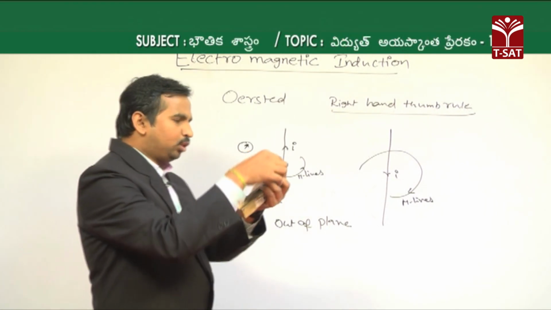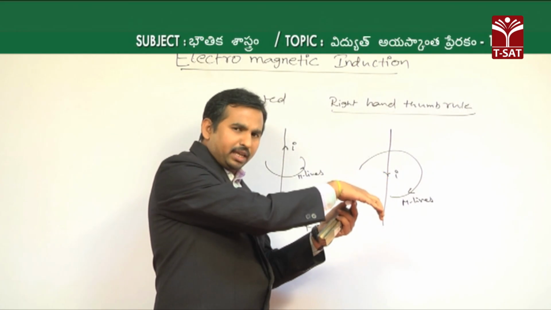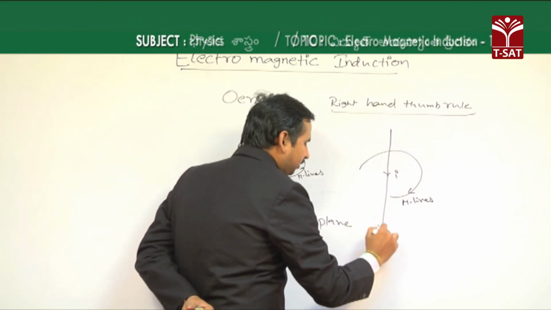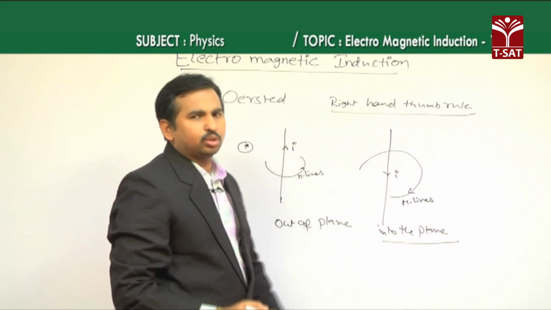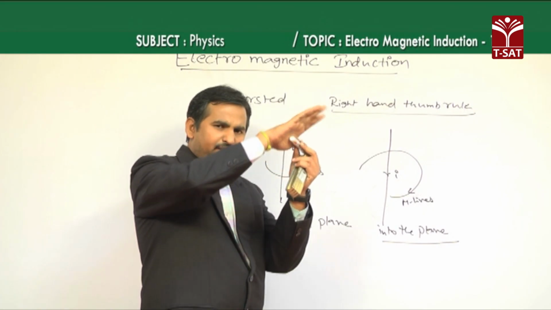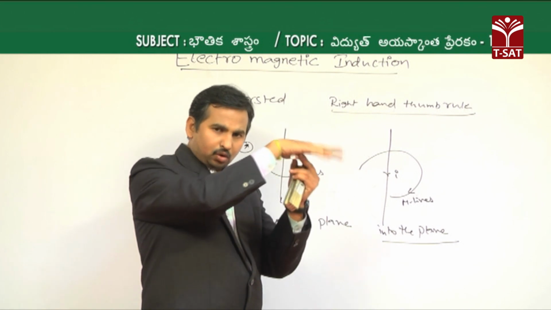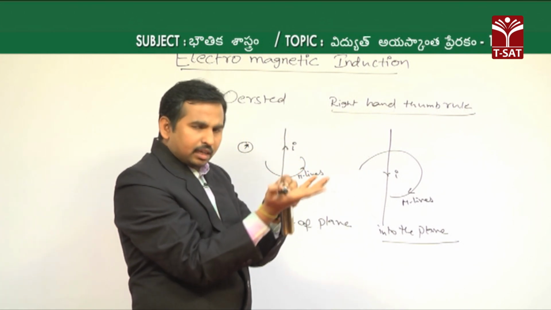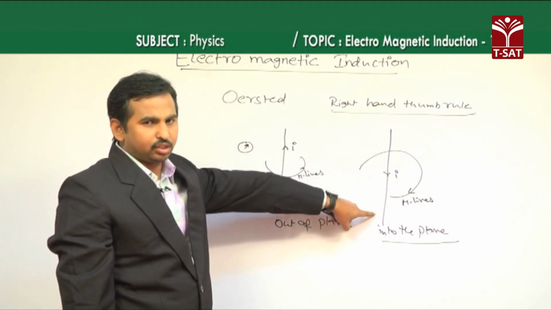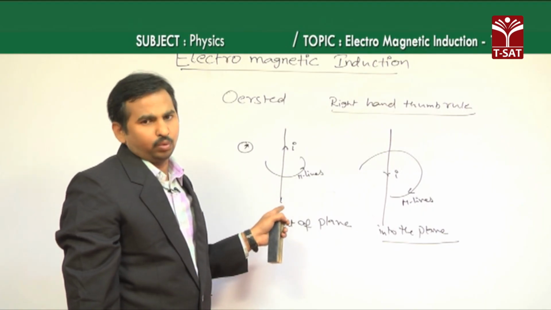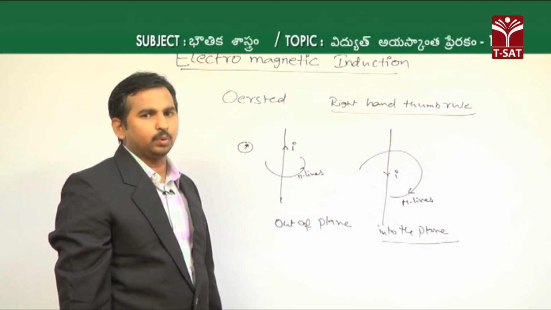But if you are taking into the plane like this, means the direction of current is into the plane, then we will get the direction of the current as it is into the plane, curling fingers like this, which is like a clockwise direction. Always into the plane is clockwise direction and out of the plane is anti-clockwise direction. So, like this we can find the magnetic lines of forces direction around the current carrying wire. This is called right hand thumb rule or right hand grip rule.